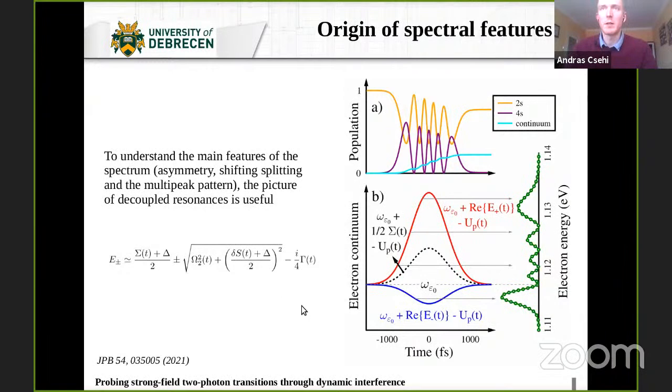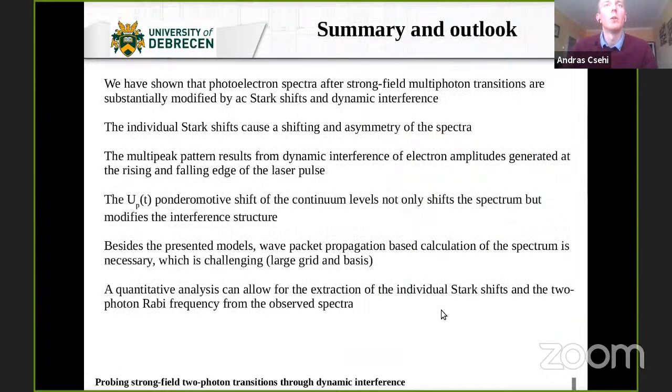Basically that is all I wanted to talk about, and with this I arrived at my summary and outlook. We could show that the photoelectron spectra following strong field transitions are substantially modified by dynamic Stark shift and also dynamic interference. The individual Stark shifts cause the shifting of the spectrum and also the asymmetry, while the multi-peak pattern is the result of dynamic interference of electron amplitudes that are generated in the first and the second half of the laser pulse. We could also show that the ponderomotive shift of the continuum is important. It not only shifts the spectrum, but it also modifies the interference structure.